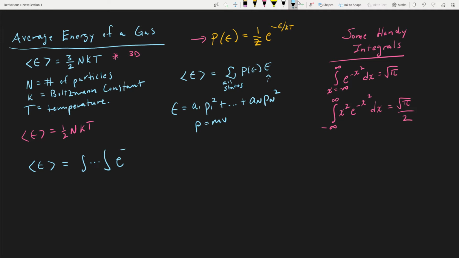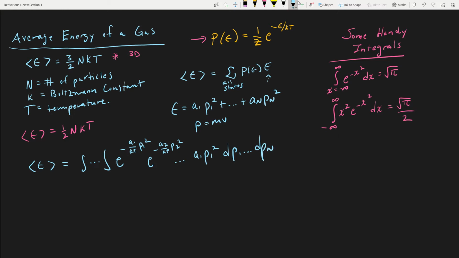You get e to the negative A1 over kT P1 squared, all right? And then you get e to the negative A2 over kT P2 squared, and so on. And of course, we get our first term of our energy function, which is actually A1 P1 squared. And we get dP1 all the way to dPn.